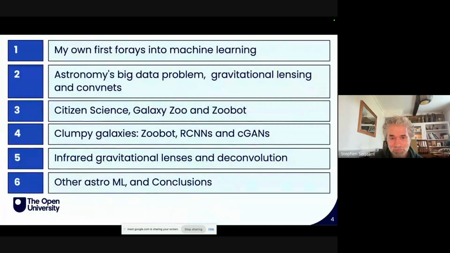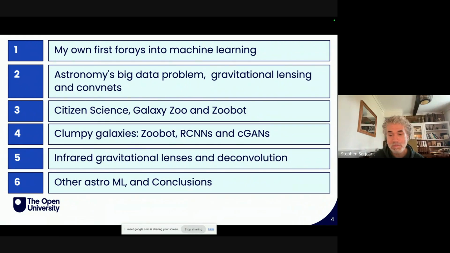So that out of the way, what I'm going to talk about are my own first forays into machine learning, then astronomy's big data problem, and I'm going to focus particularly on the phenomenon called gravitational lensing and also convolutional neural nets. I'll talk about crowdsourcing the labeling through citizen science, Galaxy Zoo, and a big foundation model called ZooBot, and talk about how we apply ZooBot in gravitational lensing, and also to look at clumpy galaxies and some other machine learning technologies that we use in that case. I'll also talk about a different way of looking for gravitational lenses through infrared astronomy and some deconvolution techniques that we've used, and then talk briefly about some other astronomy machine learning, and I'll wrap things up.